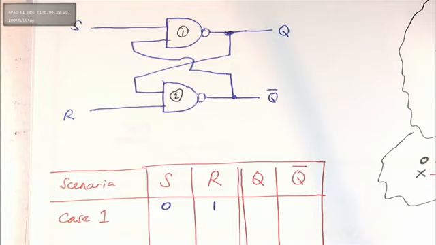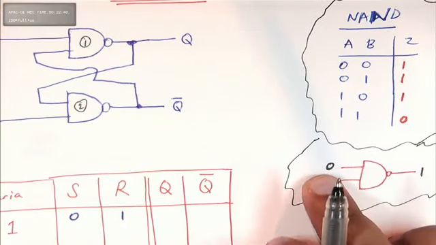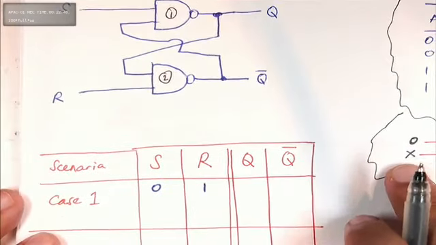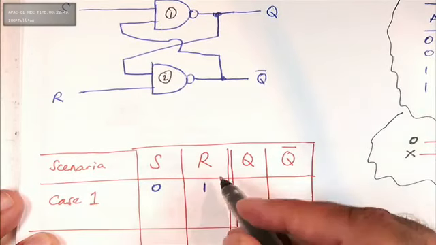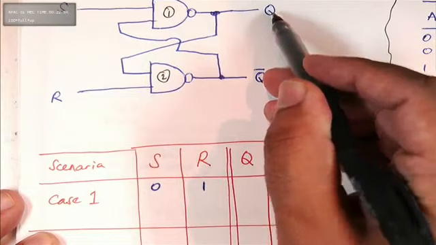But remember our NAND gate studies. We wrote something early on. The moment one of the inputs into a NAND gate is 0, what is the output? It is a 1. Can you see from this? Remember, if one input is a 0, automatically the output will be 1. We don't care what the second input is. So, therefore, what will Q be now? Q will be 1.